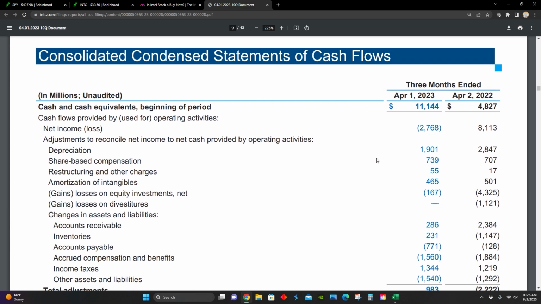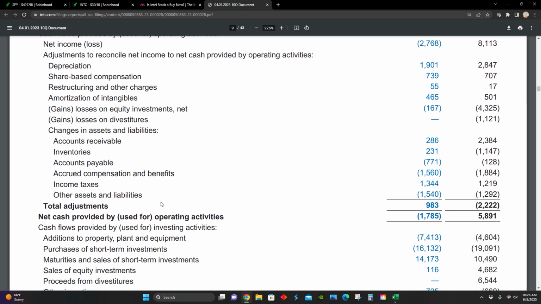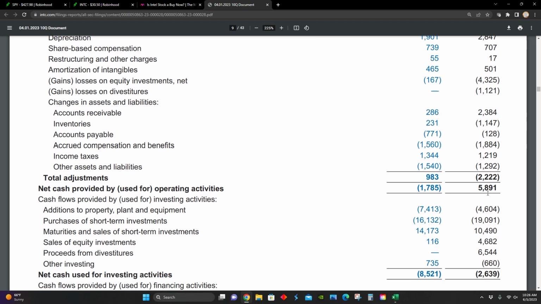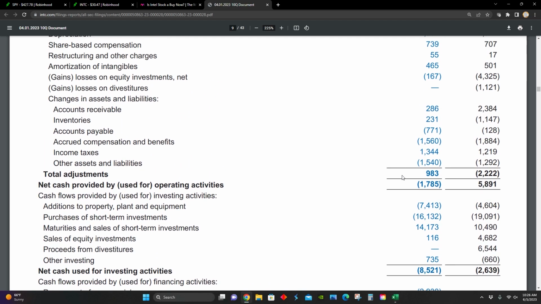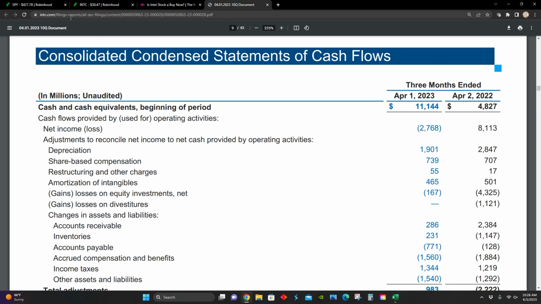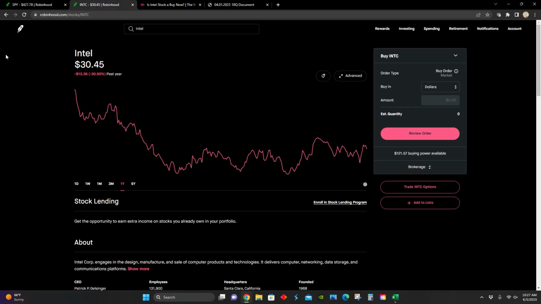And lastly, right here in their cash flow statement, we can see that their operating cash flow declined from $5.8 billion to operating cash used of $1.7 billion in the first quarter of 2023. And we can also see they still paid out hefty dividends to shareholders in the first quarter at $1.5 billion, which is up from $1.4 billion in the first quarter of 2022. So they are still paying out dividends to their shareholders, but obviously it's pretty difficult to mask the investment losses that their shareholders experience from their stock price just by paying out some dividends.